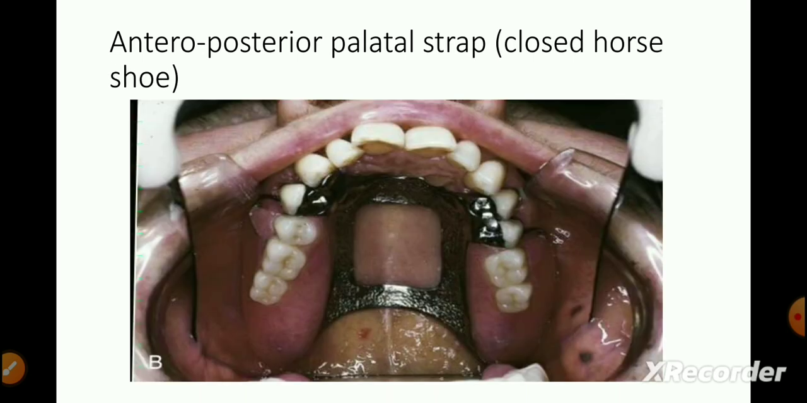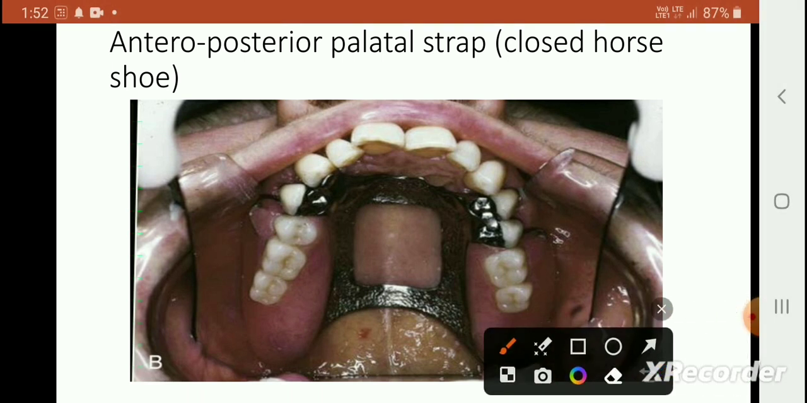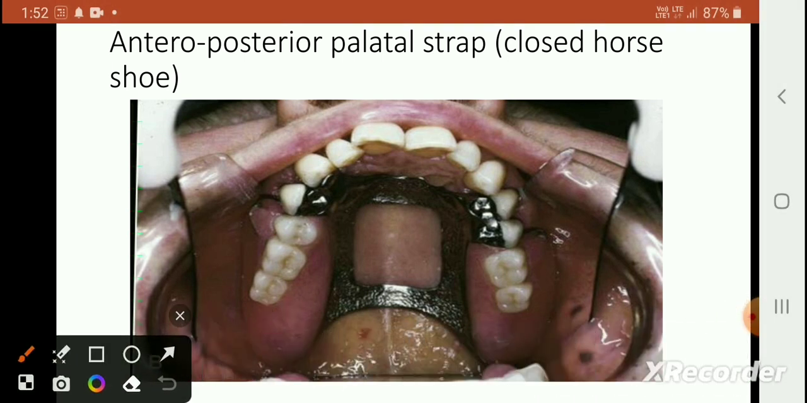Now fourth, this is the anterior posterior palatal strap, or closed horseshoe. This is the picture of the anterior posterior palatal strap. It is indicated in almost any maxillary partial denture design. It is the most considered in most of the cases. It is known as a closed horseshoe shape, and structurally it is rigid.